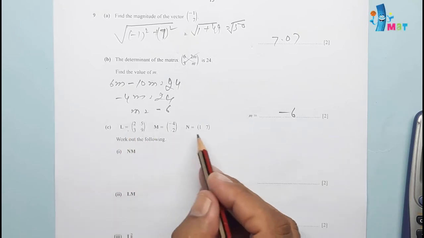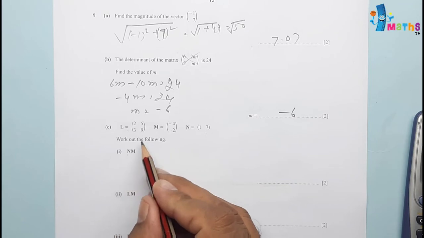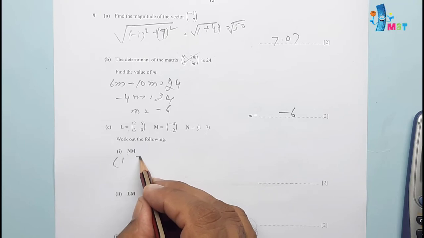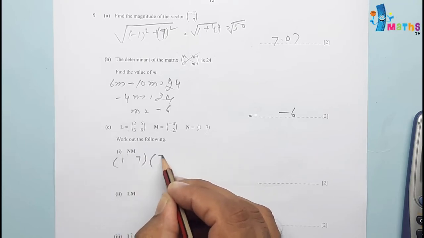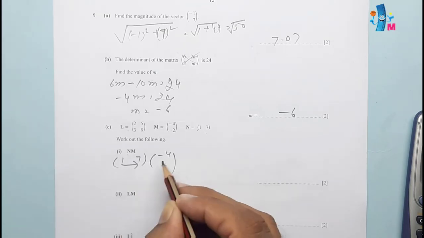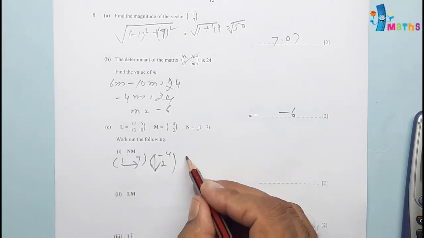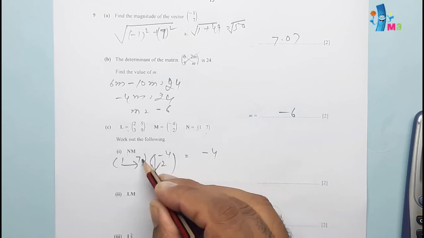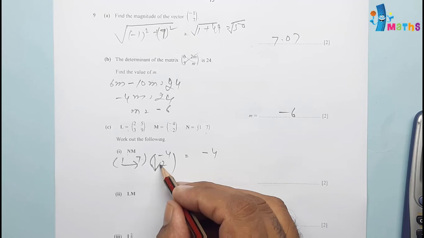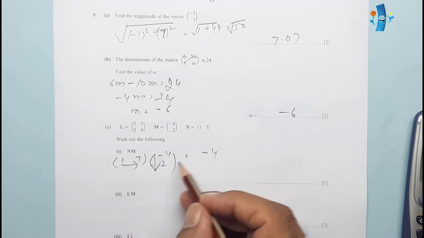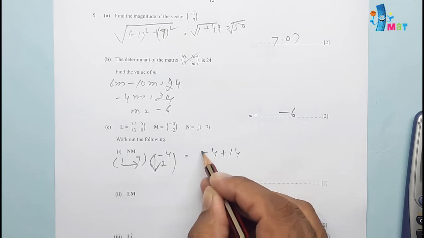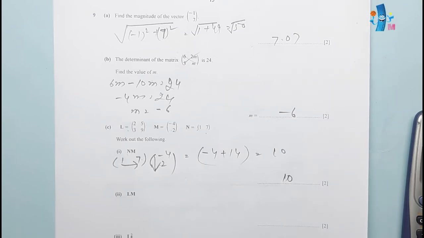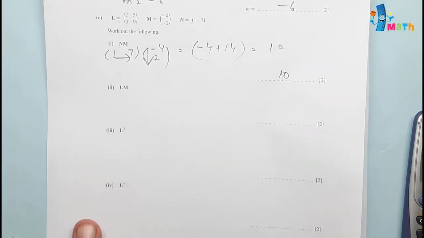C part, L is given, m is given, n is also given. Work out the following: n into m. n is 1 and 7, and m is minus 4 and 2. So this row with this column multiplication, this will be equal to 1 with minus 4, so it will be minus 4, plus 7 with 2 will be 14, so this will be equal to 10. Answer will be 10.